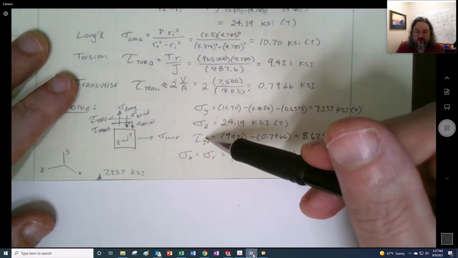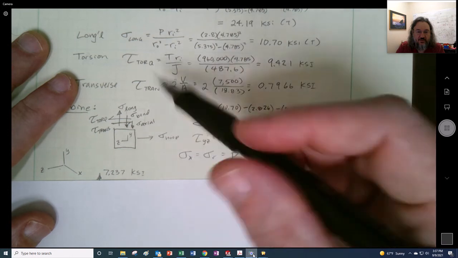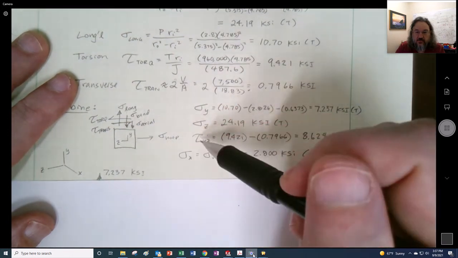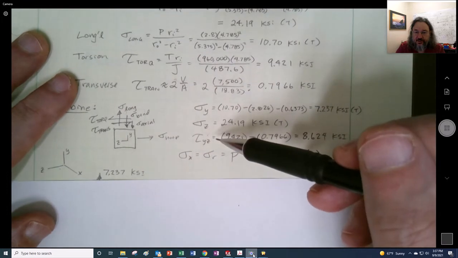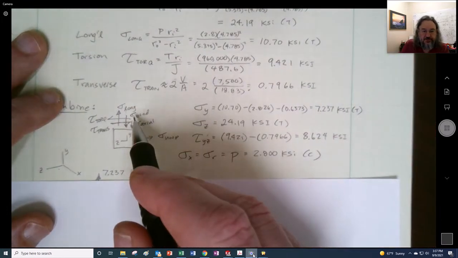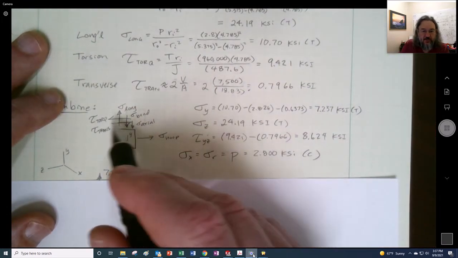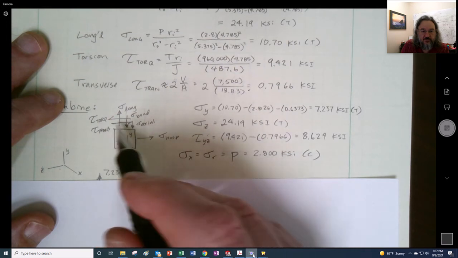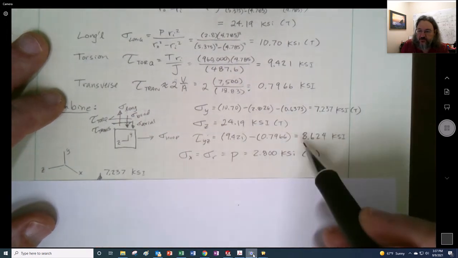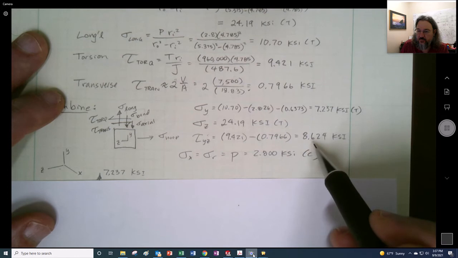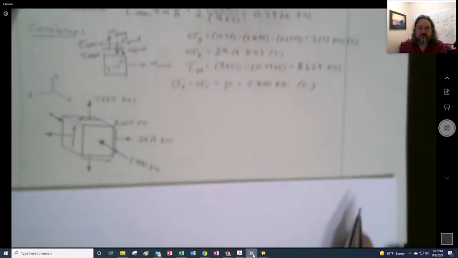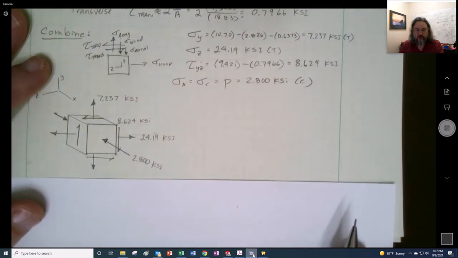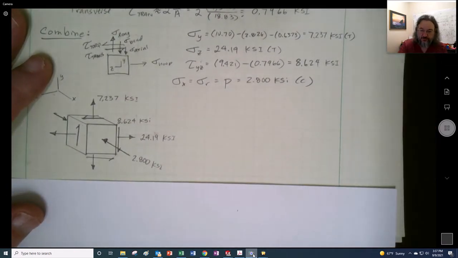Here's the shear. I'm combining it, and this is in the YZ. So on here, I put in the Y face in the Z direction, and the torque was, let's say, coming that way across the face, whereas the transverse was coming that way. So they're opposite from each other, so they subtract that little bit, and we get this 8.624. And so here is a summary element. And now we want to do a Mohr circle on this.